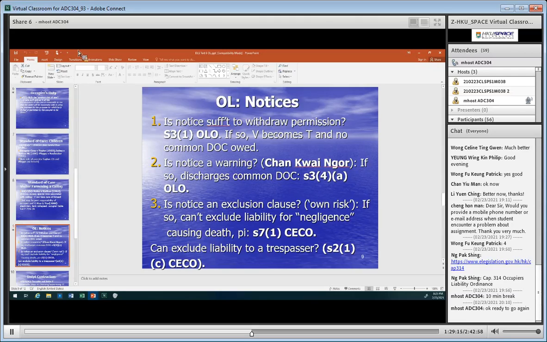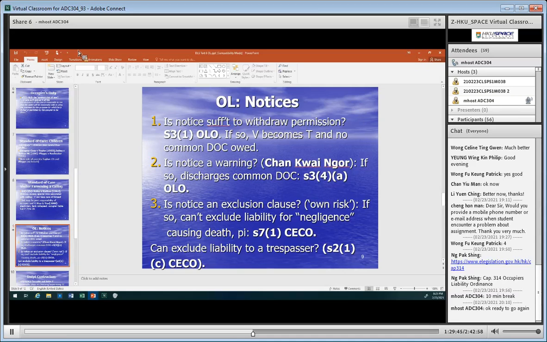Also, the notice could be a warning, as in the Chang Kwai Nor case. Remember, the person who was impatient waiting for their meals got up and walked towards the kitchen area and slipped on the greasy floor and suffered personal injury. Well, there was a notice there of some sort of warning, but the court said it wasn't sufficient to discharge the common duty of care. It does depend on the facts if the notice is sort of a warning.